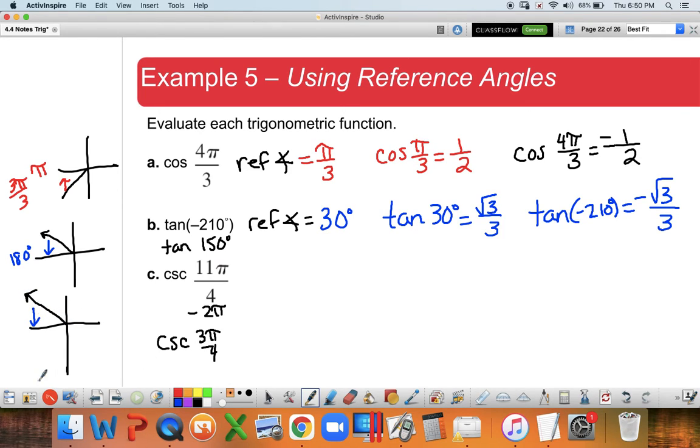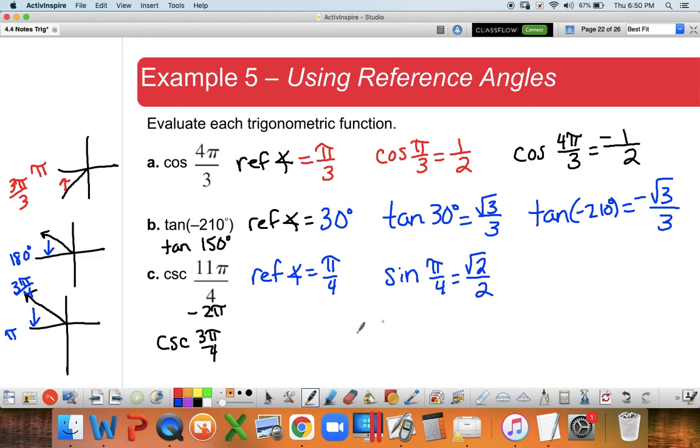Right? And I want to say, okay, how far away am I from pi? Well, that tells me my reference angle is going to be pi over 4. Right? Like if I'm 3/4 of a pi here and I'm trying to get to 4/4 of a pi here, I'm just 1/4 of a pi away. Well, I know cosecant's not on our sheet there, but what is the sine of pi over 4? Do we have that memorized? Hopefully we do, right? It's square root of 2 over 2.